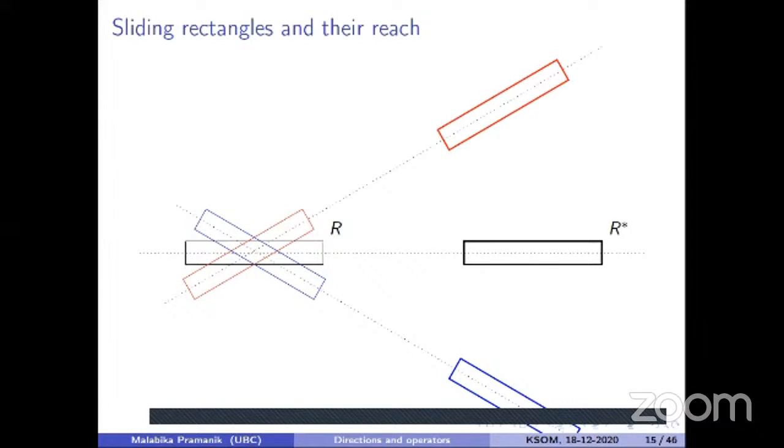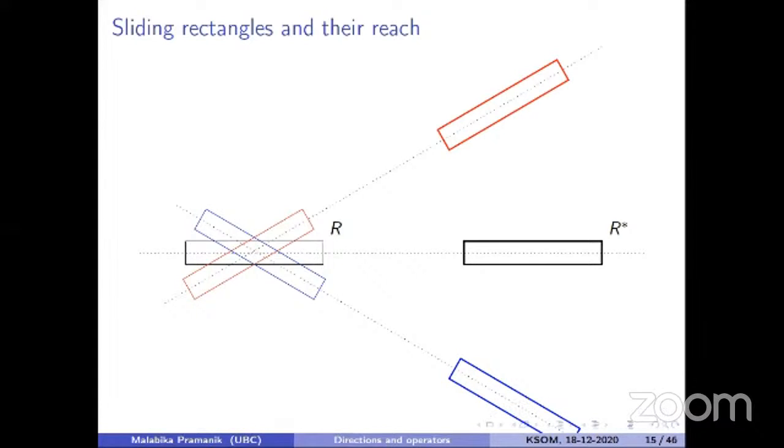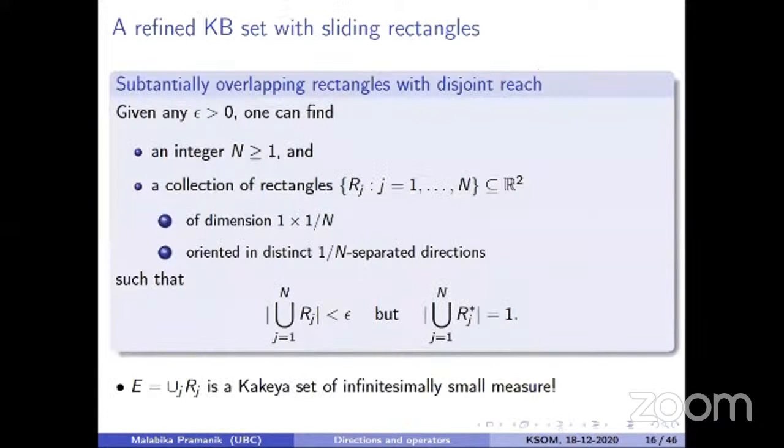The statement of the existence of the Kakeya-Besicovitch set says that not only is it possible to ensure that the rectangles Rj have a lot of overlap so that their total area is less than epsilon, if you slide them 2 units along their long axes, their reach rectangles spring apart and become disjoint.